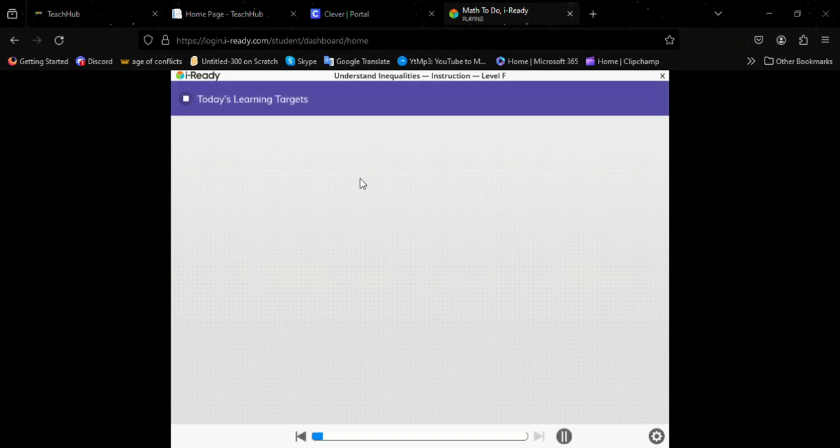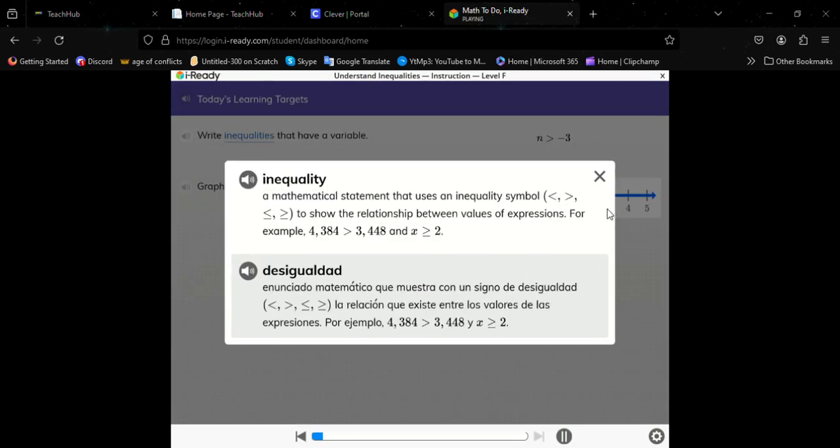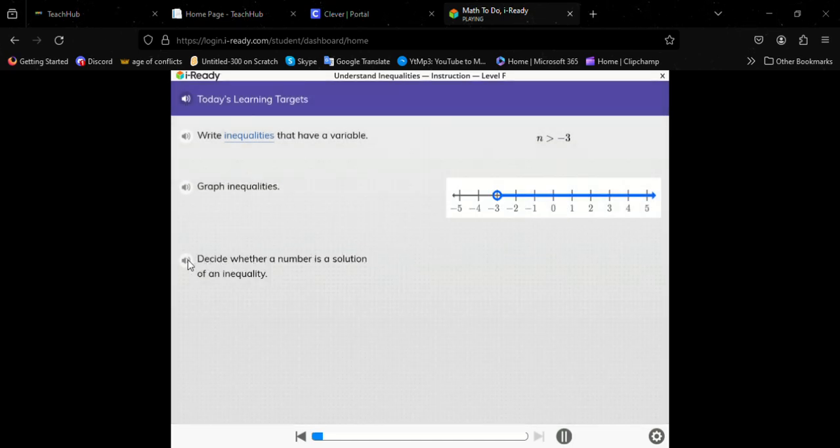Here are today's learning targets. Write inequalities that have a variable. Graph inequalities. Decide whether a number is a solution of an inequality.